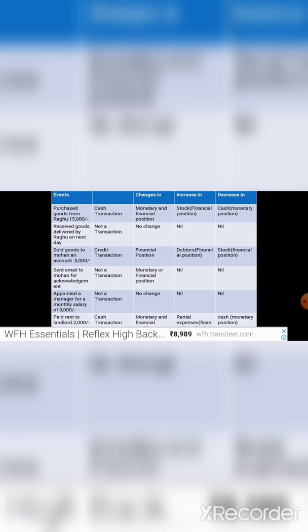Purchase. See, this is the event. Purchase goods from Raghu 15,000. Cash transaction. Here, purchase goods from Raghu because 15,000 means cash transaction. Changes in monetary and financial position: increase in stock and decrease in cash. Yes, exactly, you will be decreasing the cash monetary position.